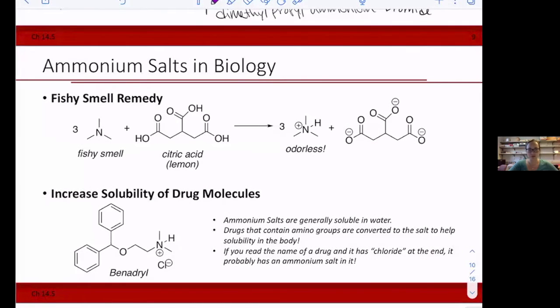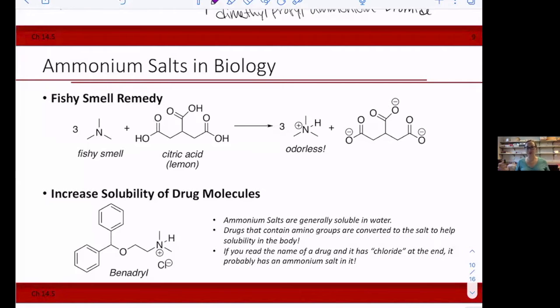Okay, so our last little portion on amines is going to be talking a little bit about how amines are seen or used in nature. The first one that I thoroughly enjoy, because I personally do not like fish, and the fishy smell makes me nauseous every single time, is actually how you get rid of a fishy smell.